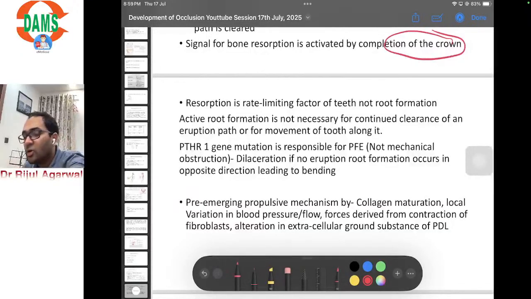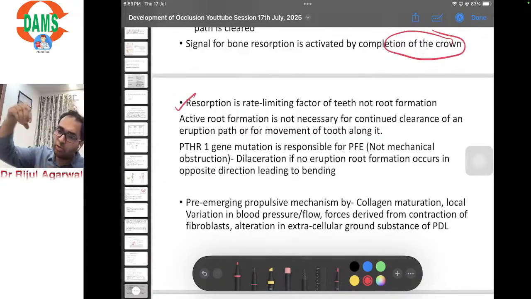Therefore, the resorption of the overlying bone is the rate limiting factor and not the root formation, because there has to be space. In MCQs they ask you, and students take root formation, not the resorption. Because resorption happens, the tooth will move up by itself, and the root will keep forming by itself. Therefore, again I am repeating, active root formation of the permanent teeth is not necessary for the eruption path or for the movement of the tooth along with it.